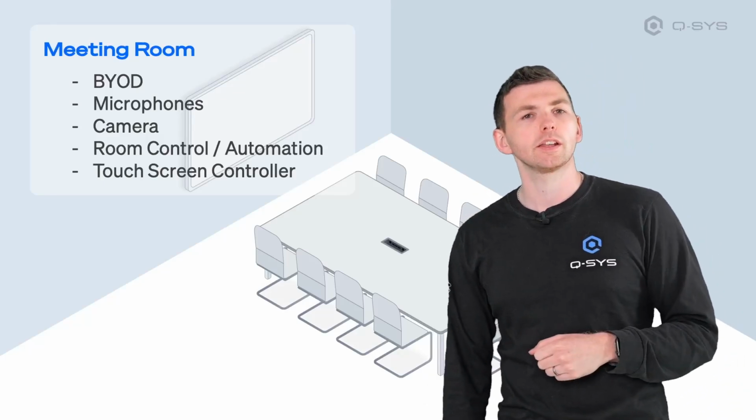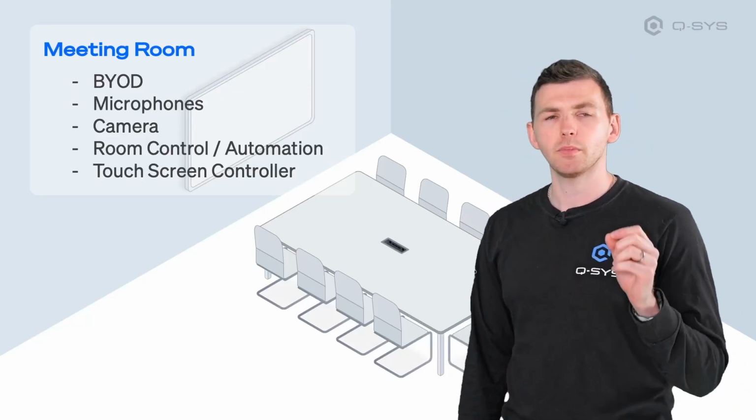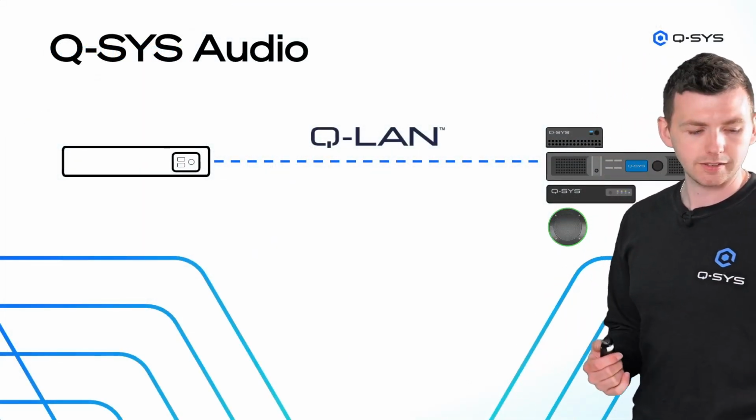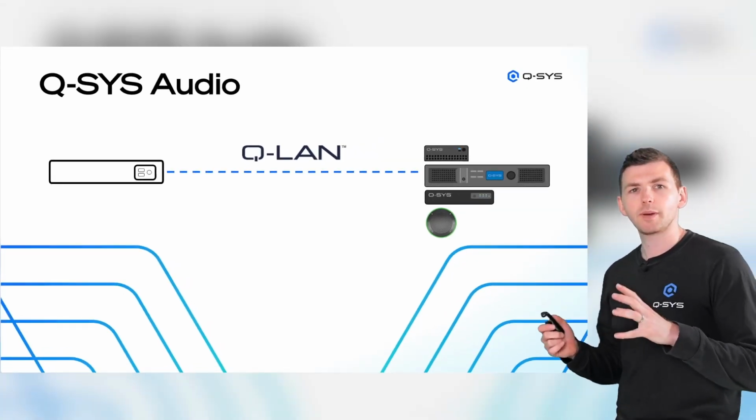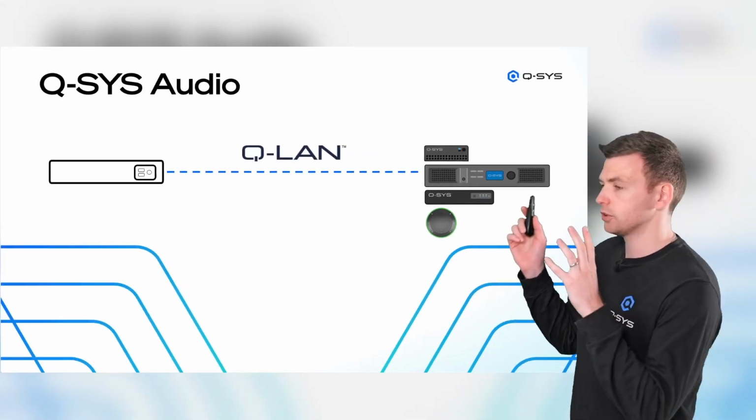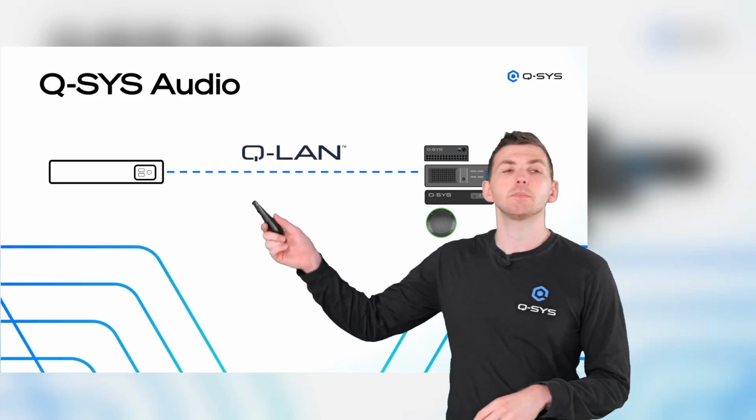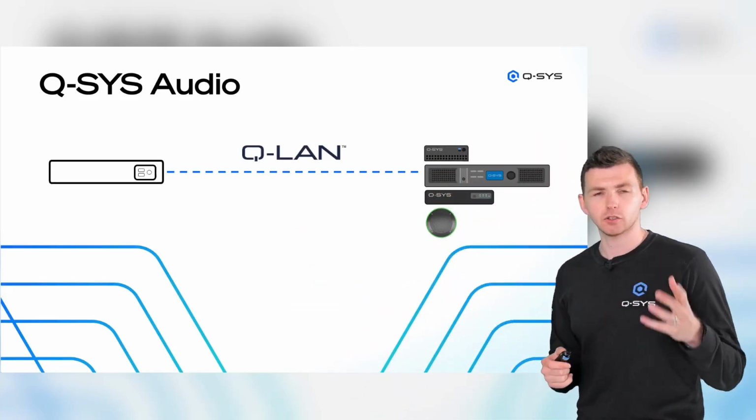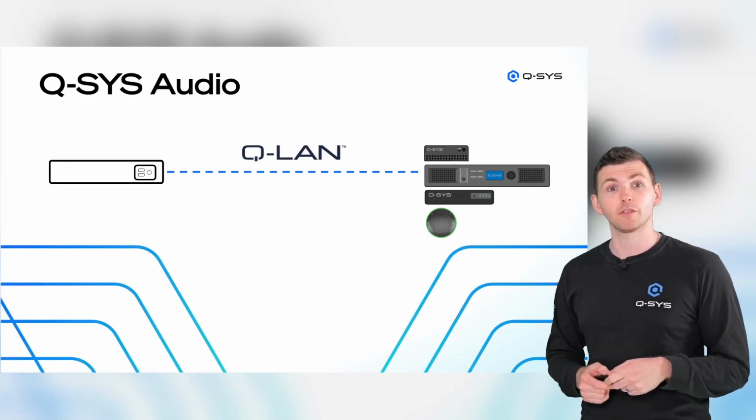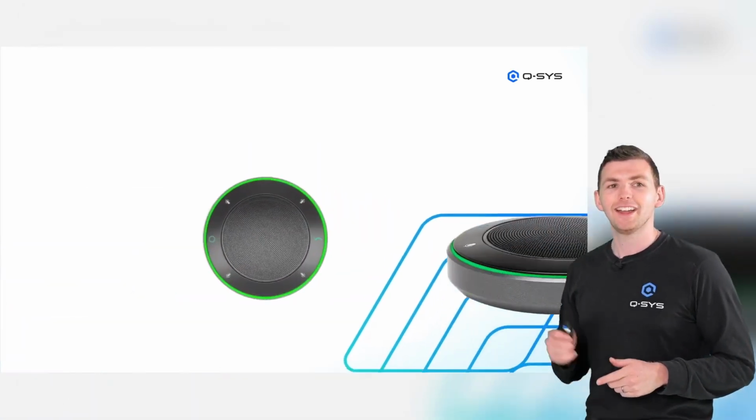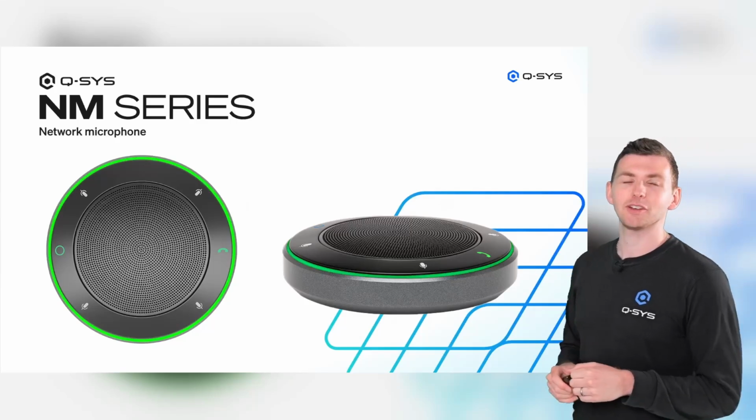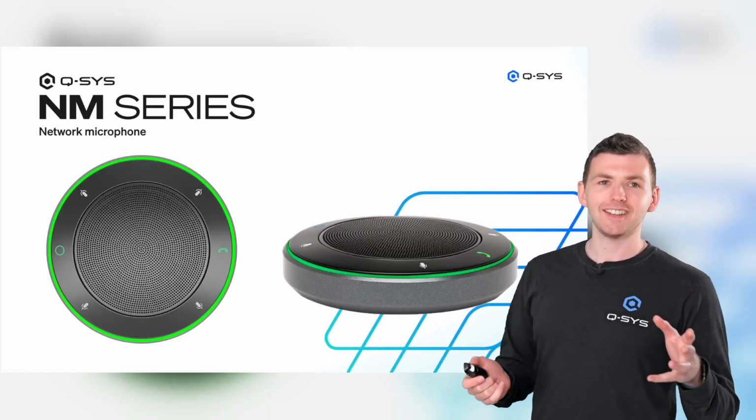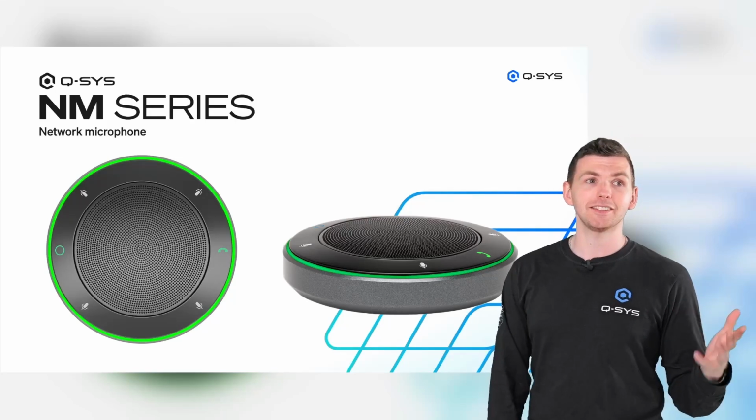So firstly, I think we should talk a little bit about the audio side, the microphones, and of course loudspeakers as well. So coming back to here, we talked about how QLAN is managing the connection between all our peripherals and between our Q-SYS core. Let's talk about one of those peripherals now. Let's talk about microphones. Very important in a conference room, it turns out. Okay, here it is. This guy here, this is the NM series network microphone. Okay, pretty much everything starts with an N. Really easy to remember because everything is network based.